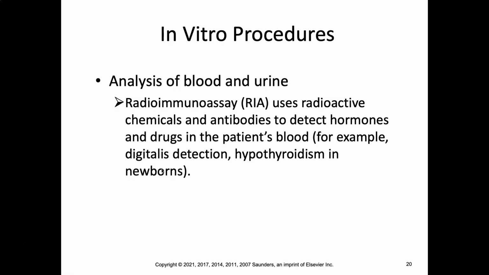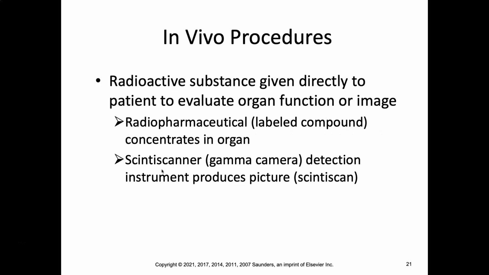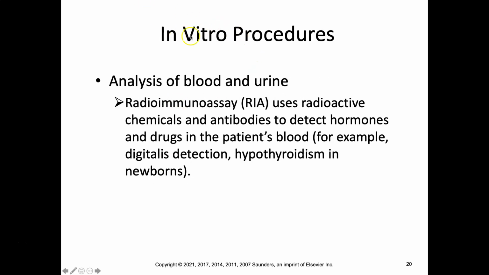Some things that they do to analyze blood and urine. And again, go back to this, vitro. When you analyze blood and urine, do you do it in the person's body? No, you have to take it out, you have to put it into a test tube, and that's where you're looking at it. You can't analyze blood and urine in somebody's body.